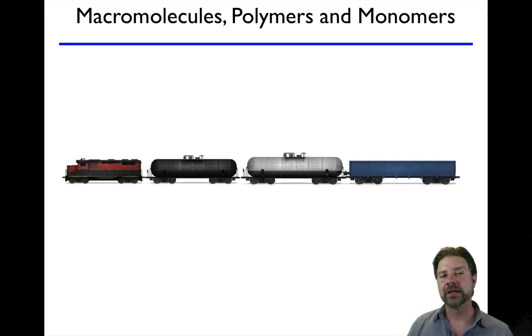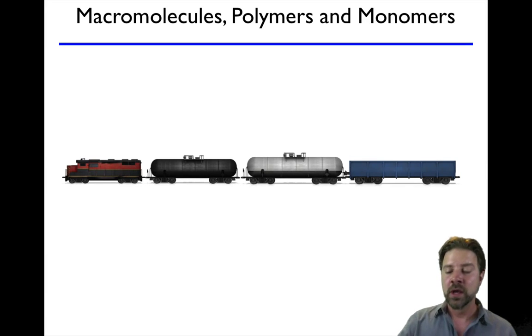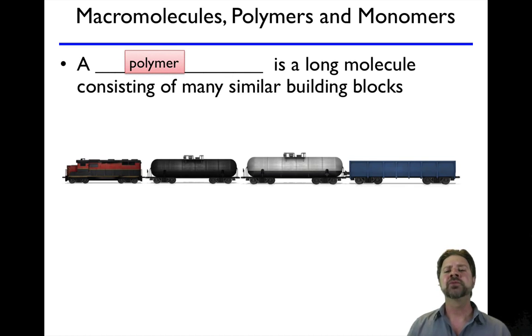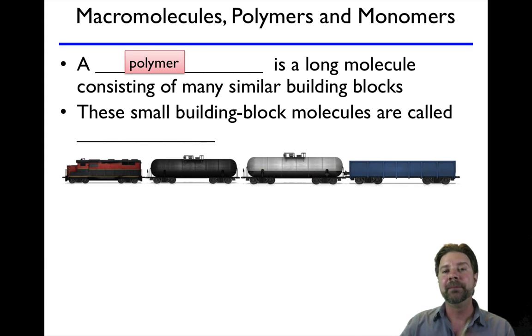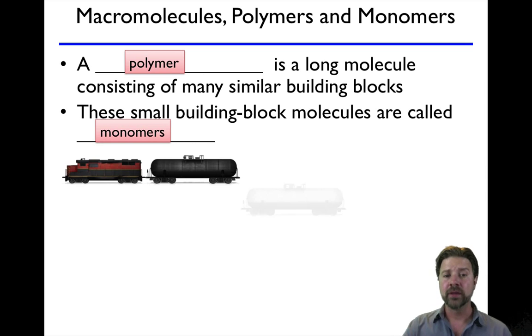To understand these biomolecules better, we need to be able to understand the difference between macromolecules, polymers, and monomers. So let's go ahead and take a look. First, a polymer is a long molecule consisting of many similar building blocks. So the easiest way I can think about it here is to put a train up on the screen. Now, the train is a big thing, and it's made up of very similar building blocks. And in this case, each train car is going to be one of those building blocks. So each train car, the small building block molecules, are going to be called monomers. So in this case, there's 4 monomers to this polymer. And here's a monomer going away, there's another one, but the 4 of them together make up a polymer.